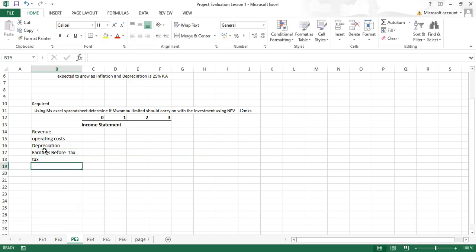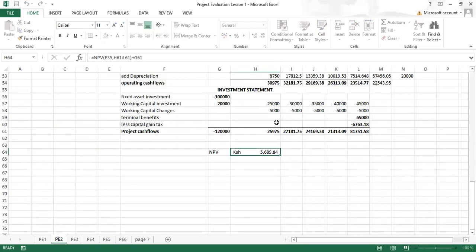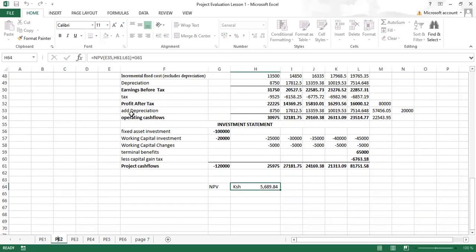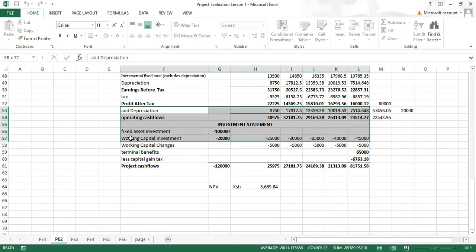We go to tax, then profit after tax. Then I'll just, with Excel, you don't have to do everything. I'll just come back here. Where was I? Was I here? And I'll hide. Sorry.